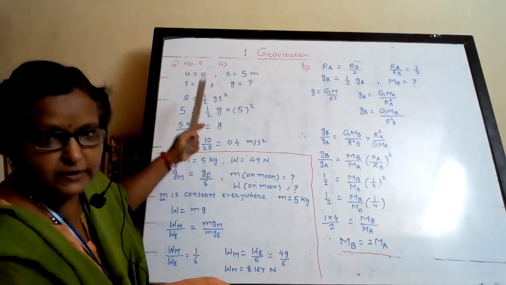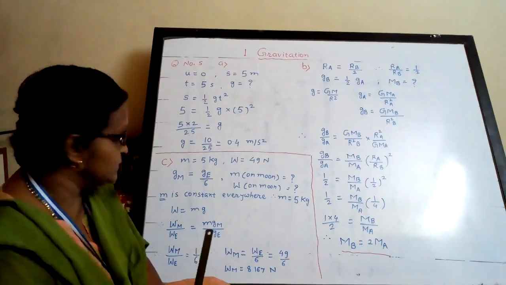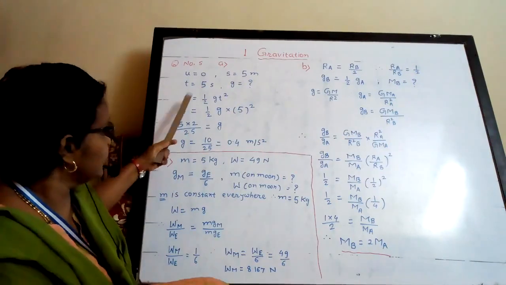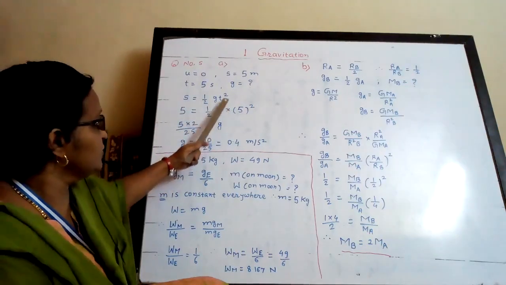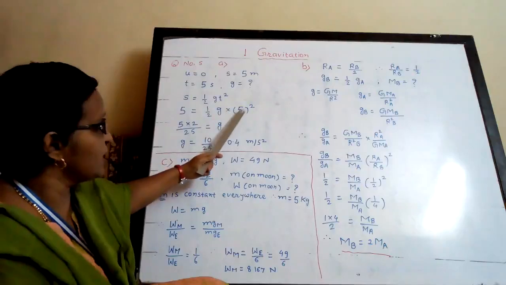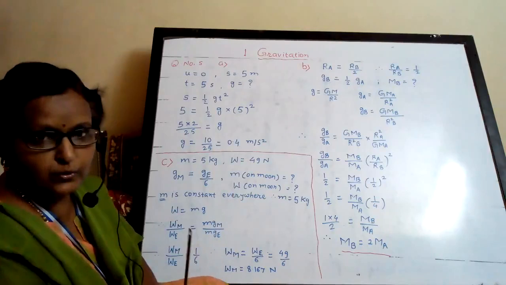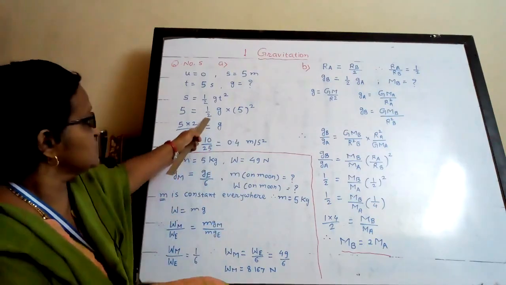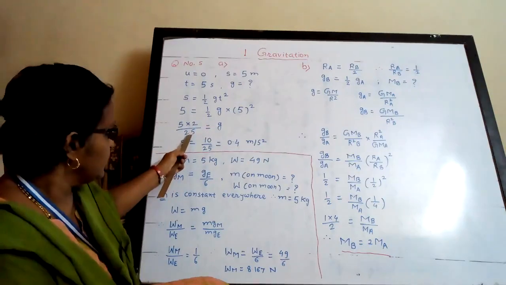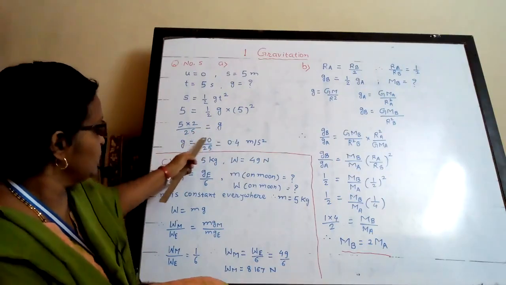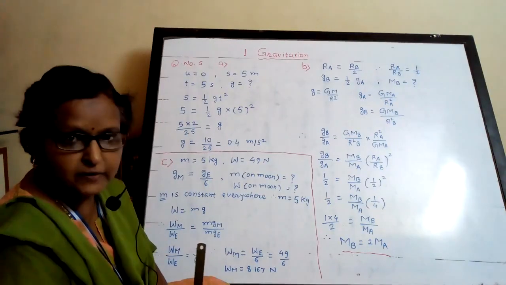The equation of motion turns to be S is equal to half gt square because a is equal to g. So S, that is 5 meter, equals 1 by 2 g into time 5 seconds, so 5 square. We have to calculate g, acceleration due to gravity. So this 2 comes to this side in multiplication, 5 square is 25. So in division, g is equal to 10 divided by 25, that is 0.4 meter per second square.